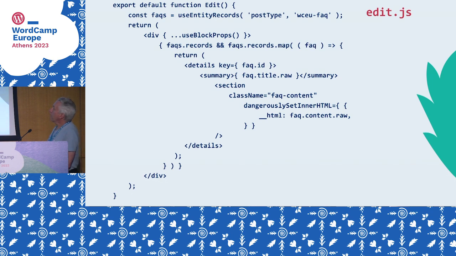So let's take a look at what's going on here. We're using the useEntityRecords hook that we imported earlier. We're telling it that we want to get records of a particular post type, and the post type we want is WCEUFAQ, our custom post type that we defined in the main plugin file. And we're storing that in FAQs, so we'll have an array of posts in FAQs.